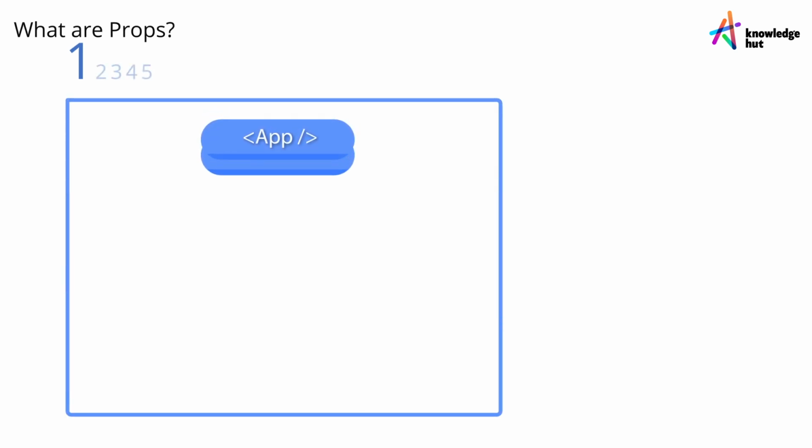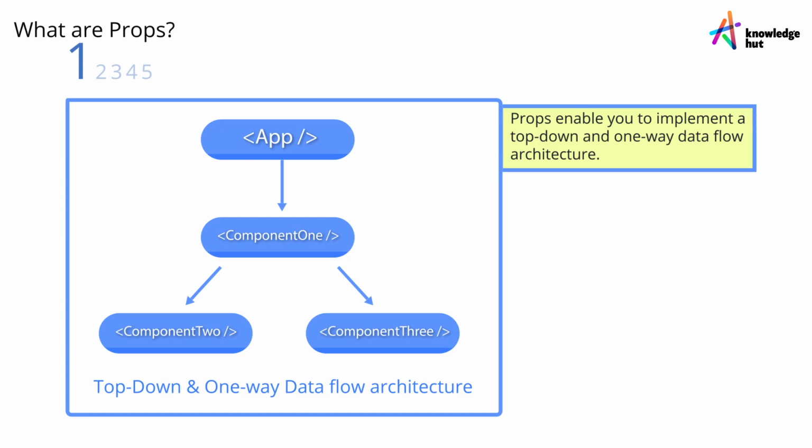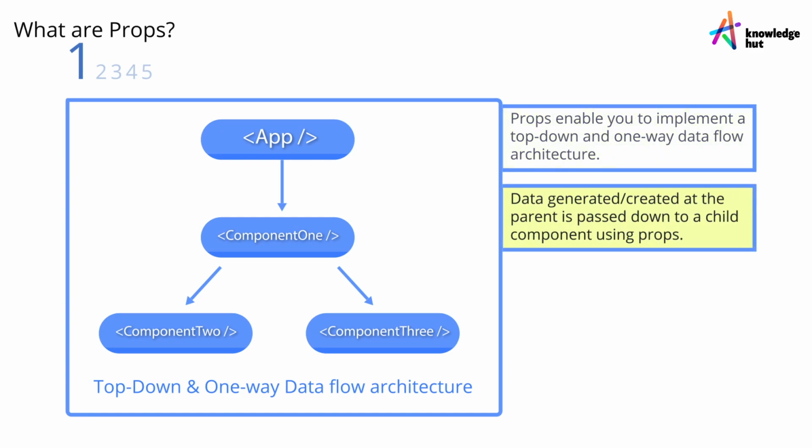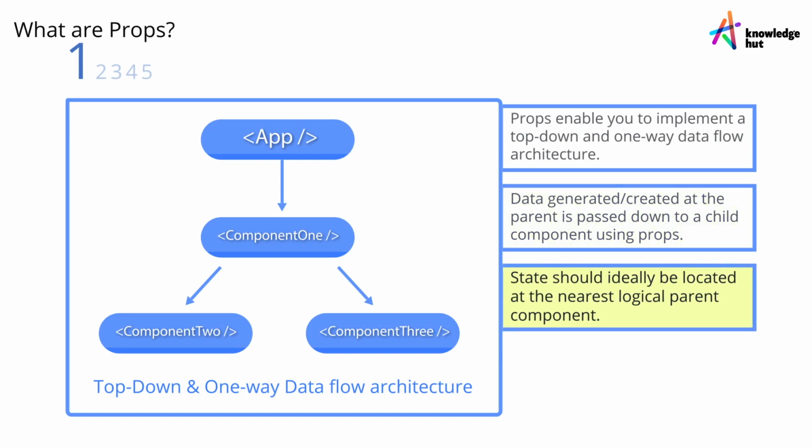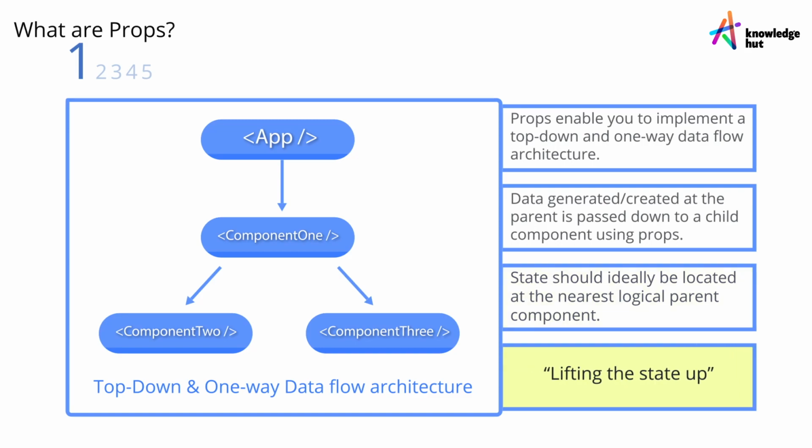The first thing to note is that props enable you to implement top-down one-way data flow where quite simply data is generated or stored in a parent component and is passed down the hierarchy using props. This one-way data flow schema is at the heart of component hierarchies in React. This also means that in a hierarchy of components where state data is to be used, the state should always be situated at the nearest logical parent.